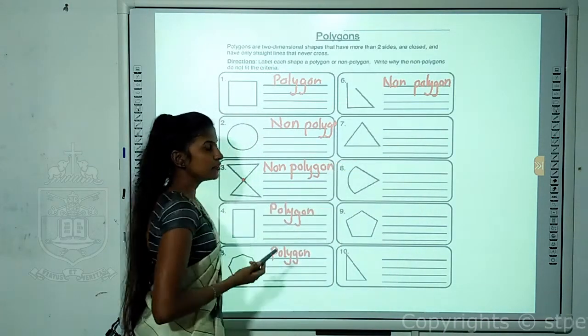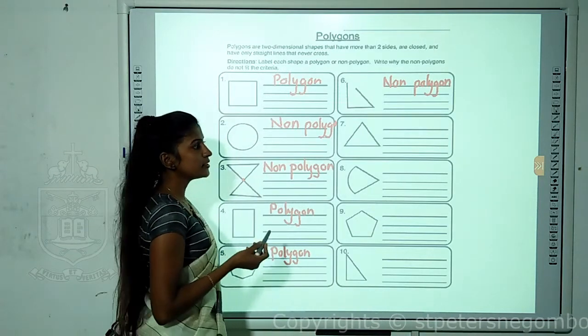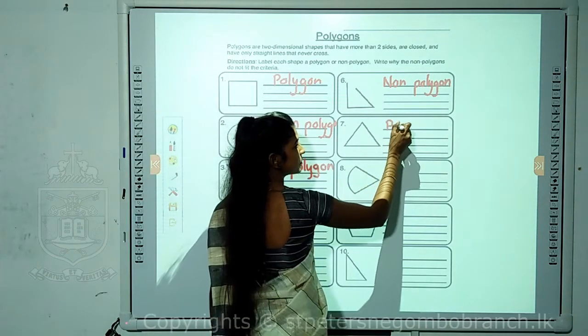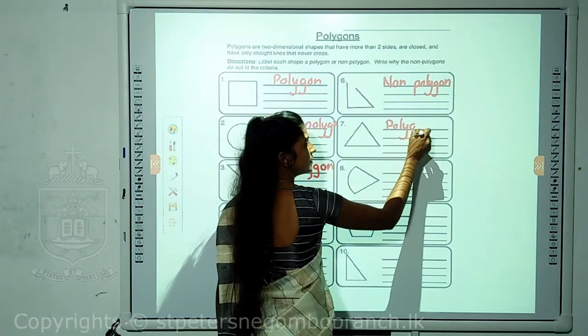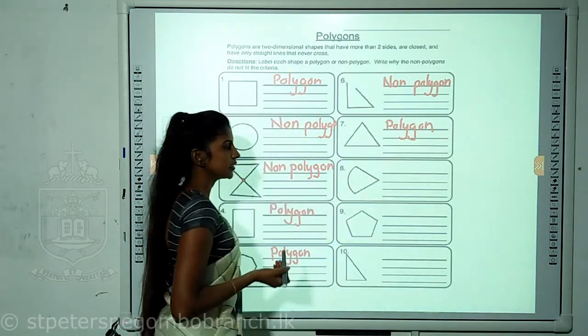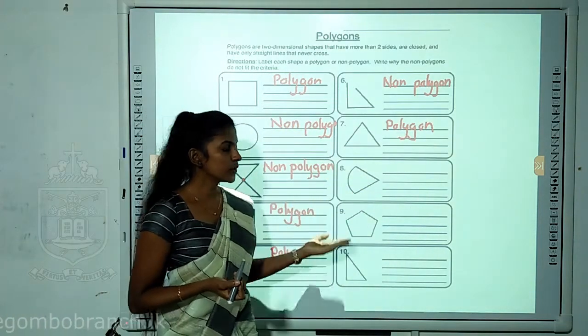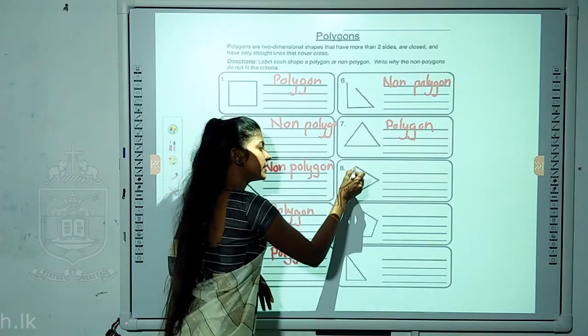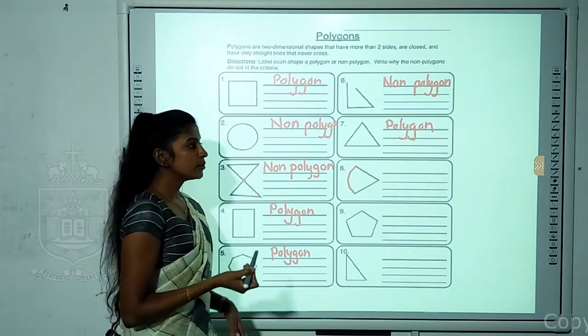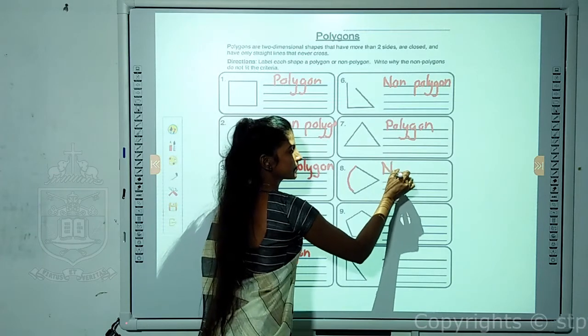7th figure, 3 sides, we call it a triangle. So, it's a polygon. It's a closed one, at the same time all are straight lines. So, we can consider it a polygon. 8th one, 2 straight lines are there, but you all can see a curved line. So, it will become a non-polygon.